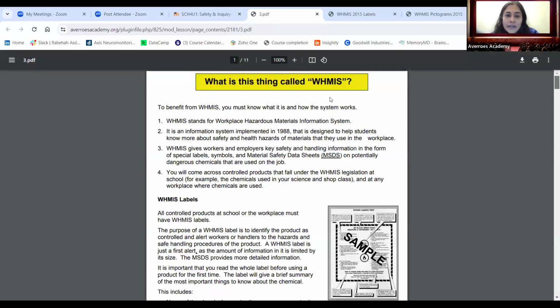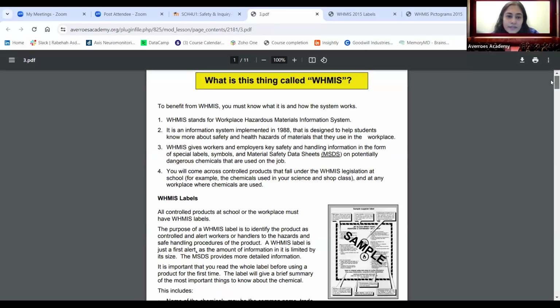Okay, and then now we're going to move on to WHMIS and safety. So I want you to go ahead and read this. It tells you more about WHMIS. So WHMIS stands for Workplace Hazardous Materials Information System. So the W stands for workplace, H stands for hazardous, okay? M stands for materials, right? And then what is it? It's an information system, IS, okay? So it is an information system implemented back in 1988. It basically was designed to help students know more about safety and health hazards of materials that they use in the workplace.